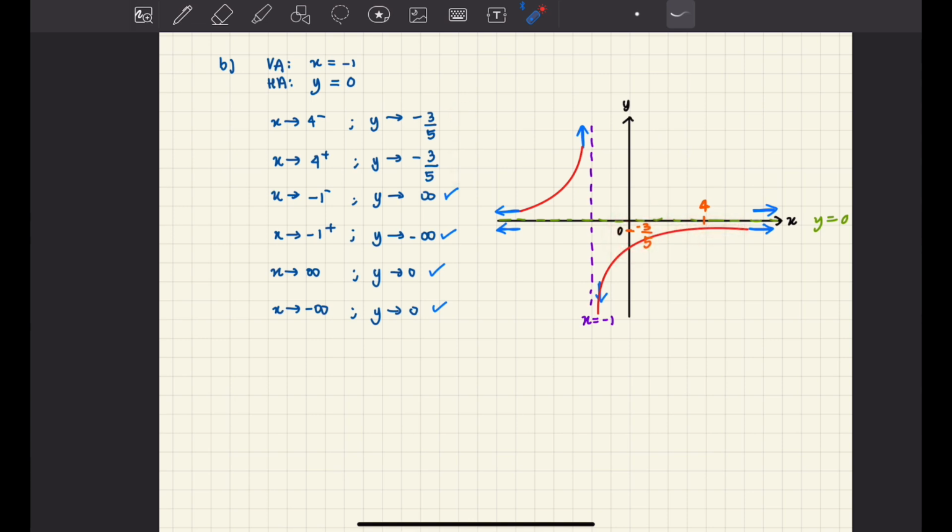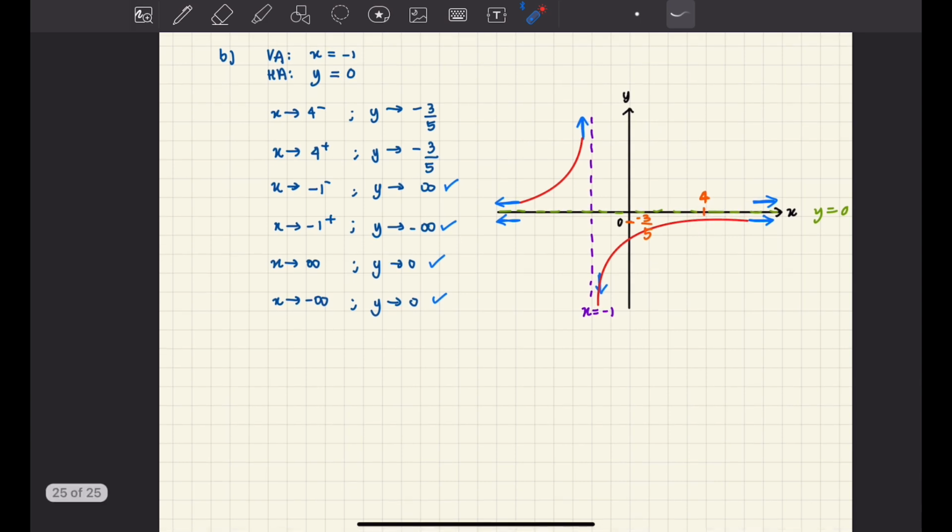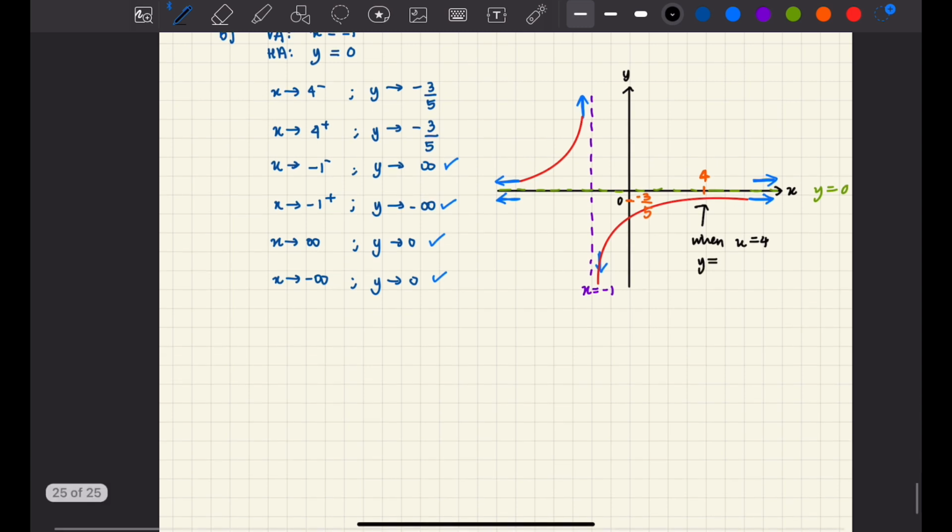Okay, so now sebenarnya what is happening over here dekat 4 ni, apa yang berlaku sebenarnya? So jom kita try substitute x equal to 4 into our function dekat sini. Okay, so when x is equal to 4, apa jadi dekat awak punya y? Okay, so kita tengok dekat sini function kita adalah negative 3x plus 12, over dengan x square minus 3x minus 4. Okay, so ini adalah function kita.